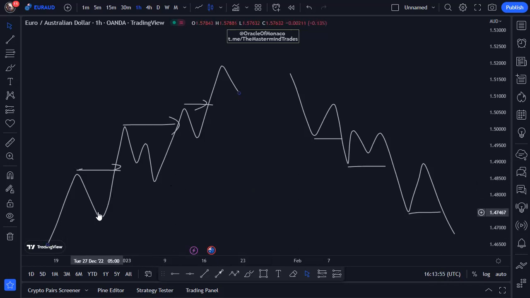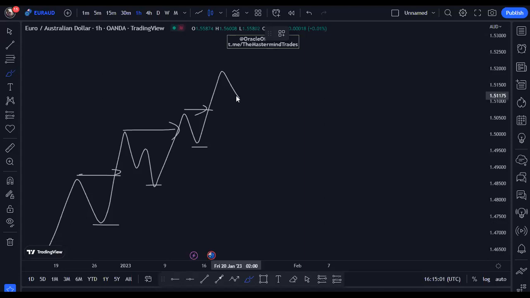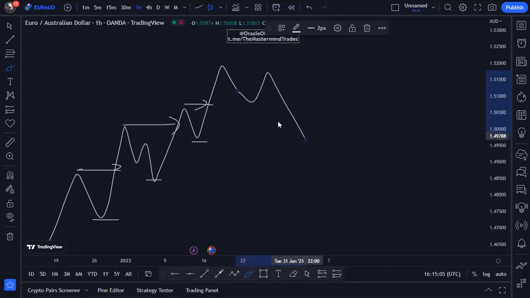So let's say we have an uptrend, and then this is a lower high, another lower high, and a lower high right here, and then a possible lower high somewhere around here. Now, a change of character is that point where price breaks a swing structure in your price chart to form a reversal signal. So this right here is where we have our change of character.